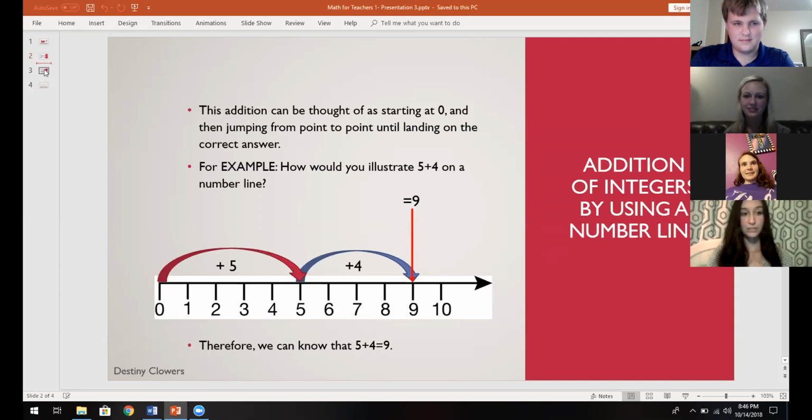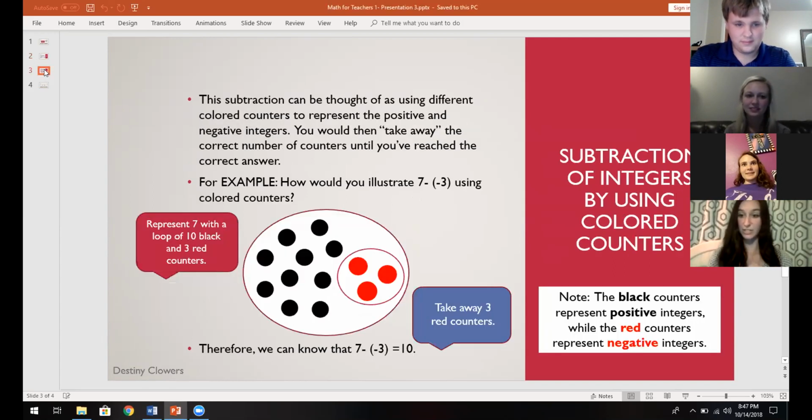Now, moving along to the subtraction of integers by using colored counters, we can think of this subtraction as using different colored counters to represent the positive and negative integers. After that, you would just take away the correct number of counters until you've reached the correct answer. And over here, I've noted that the black counters represent positive integers while the red counters represent the negative integers.